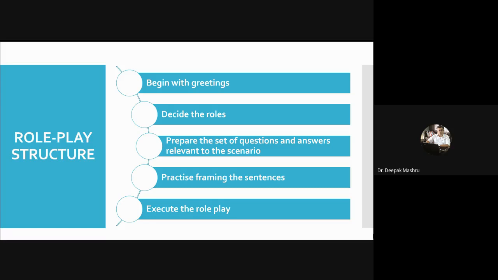Then prepare a set of questions and answers relevant to the scenario. For interaction and discussion, you can prepare a list of questions or sentences, a kind of dialogues. You prepare a dialogue, frame it in a proper way, and then execute it. This would be the structure that you need to form. So you start with the greetings, you introduce yourself and your friends, and then you deliver the dialogues. This would be the scenario.